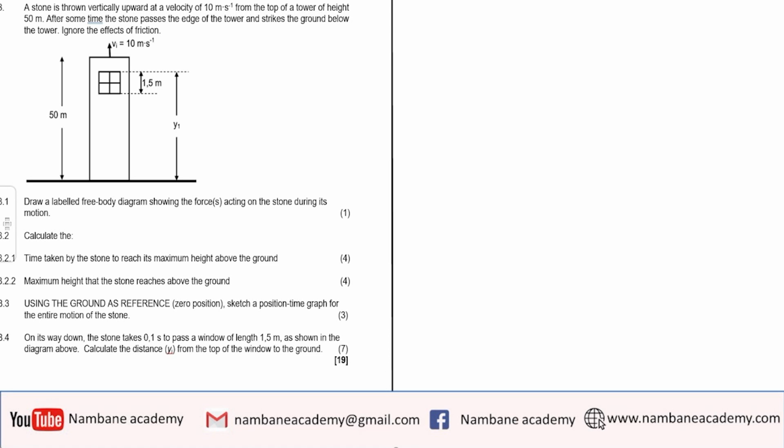This question says a stone is thrown vertically upward at a velocity of 10 meters per second from the top of a tower of height 50 meters. After some time, the stone passes the edge of the tower and strikes the ground below the tower. Key critical information here. Where do we start with trying to attempt such a problem?